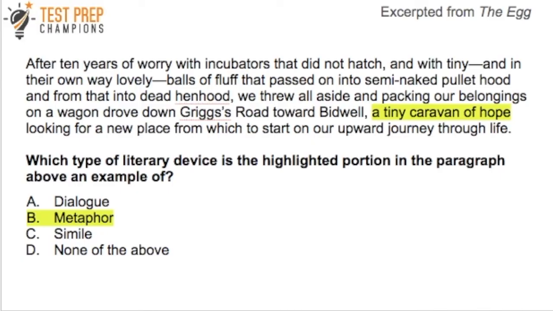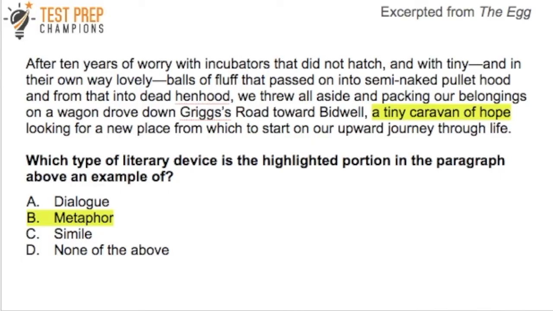So let's talk about this here. If I were to say that the wagon driving down the road was like a tiny caravan of hope, saying it's like a tiny caravan, that would be a simile. So if you see a comparison between two things using the word like or the word as, that's going to be a simile. Now, if you see a comparison between two unlike things and you don't see the word like or as, it's probably a metaphor. So in this case, this is comparing a wagon to a tiny caravan of hope.